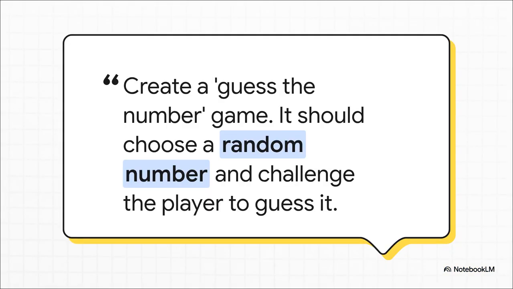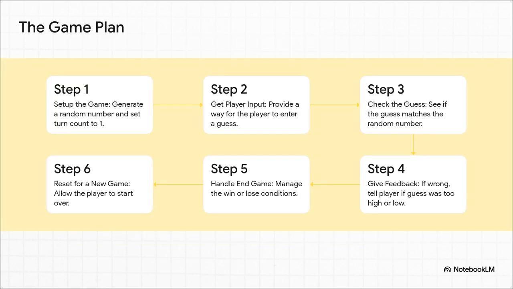So this is our task. Seems simple enough, right? But a programmer's first job isn't to just start typing like crazy. No way. It's to stop, think, and break this request down into a series of clear, logical steps. And this is what that thinking produces, a game plan. See how we've turned a simple idea into an actual set of steps? We'll generate a number, get a guess, check it, give feedback, handle the ending, and then let the player start all over again. This step-by-step logic, this is the absolute heart of programming.